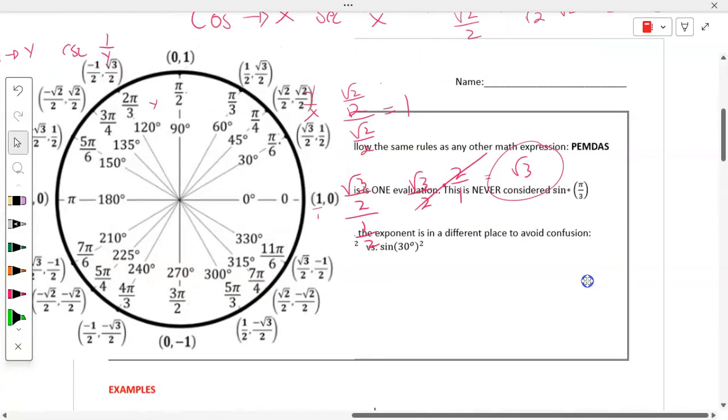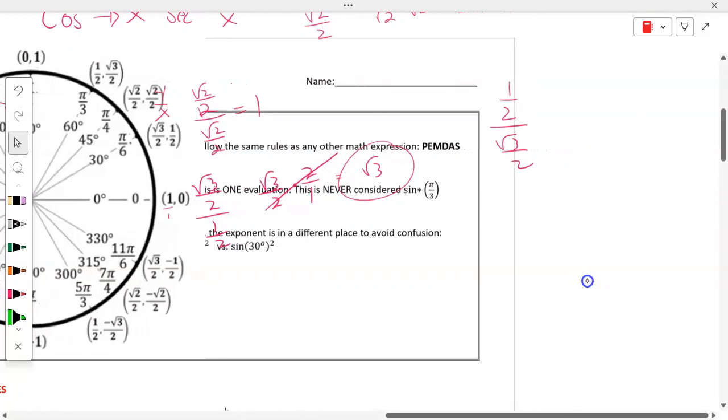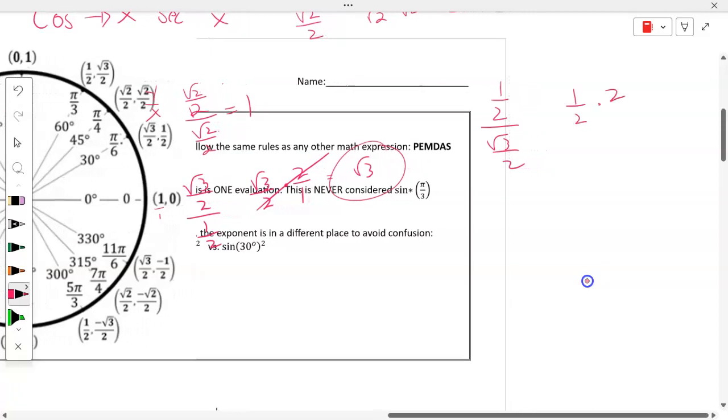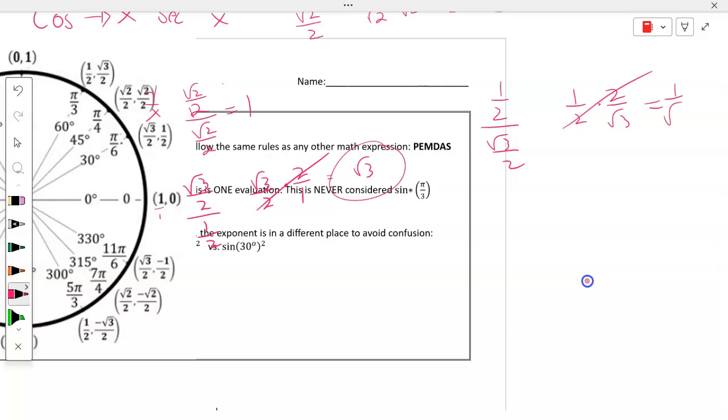So that's going to be x over y. So we're going to have 1/2 over root 3 over 2. And we've done this before, so hopefully it goes quicker. But again, dividing by a fraction is the same as multiplying by the reciprocal. Boom. So these two should cancel to create 1, and we get 1 over root 3.